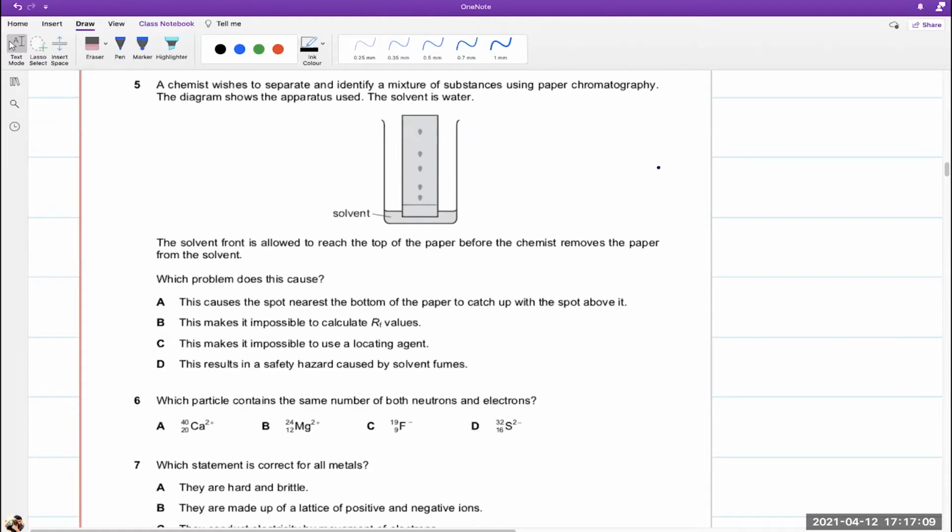This makes it impossible to use locating it, and no, it doesn't. This results in safety hazard. No, it doesn't. Solvent fume, solvent है ही पानी, तो उसके क्या fumes toxic हो सकते हैं?